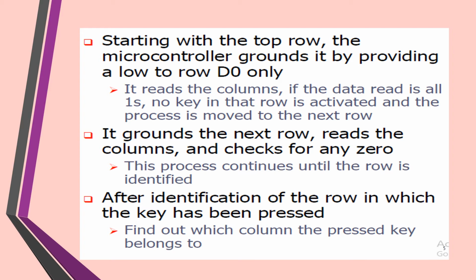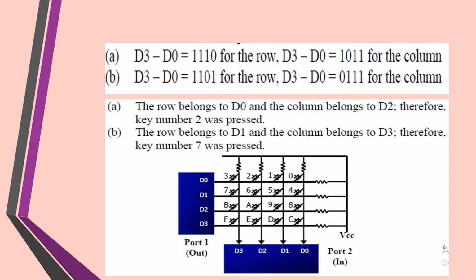After identification of the row in which the key has been pressed, now find out which column it belongs to. Once the row and column are identified, you will get the respective code. For example, in the first case, the D3 to D0 combination is 1, 1, 1, 0 for the row and 1, 0, 1, 1 for the column. So the row belongs to D0.